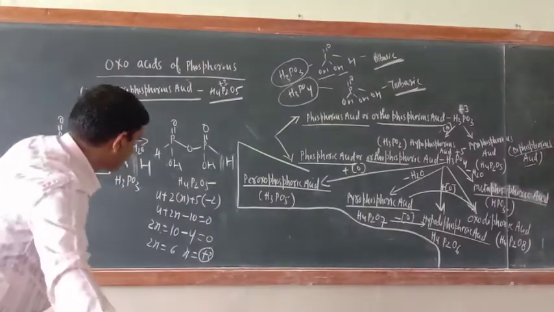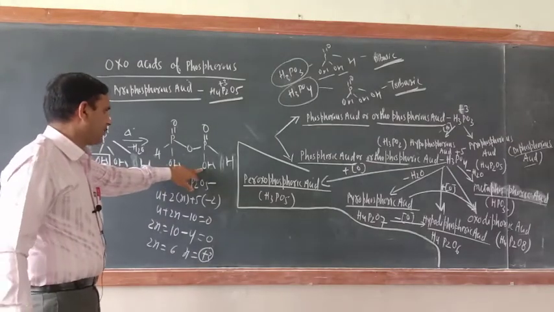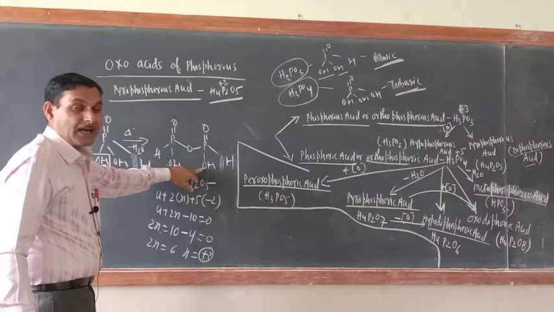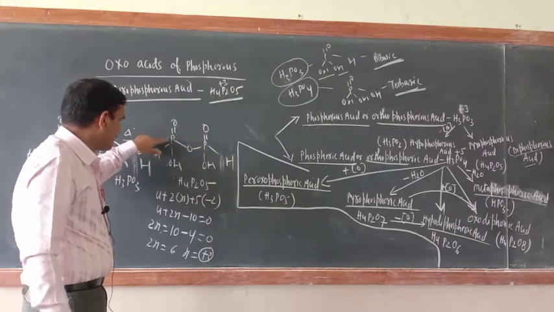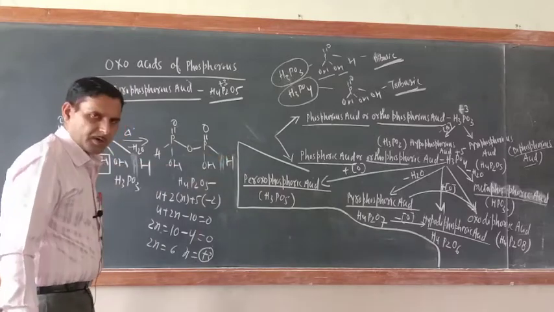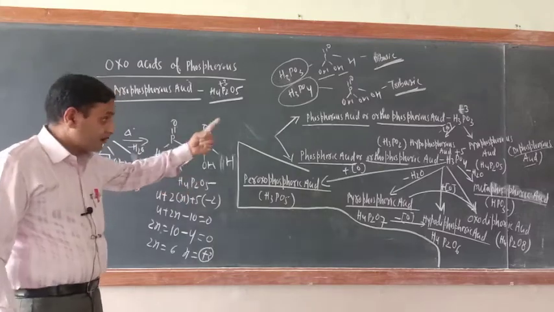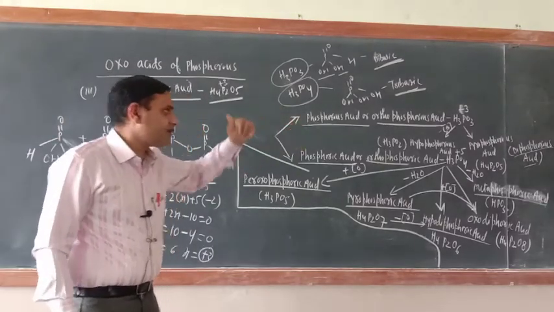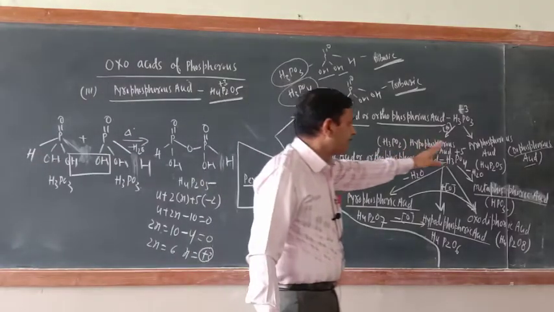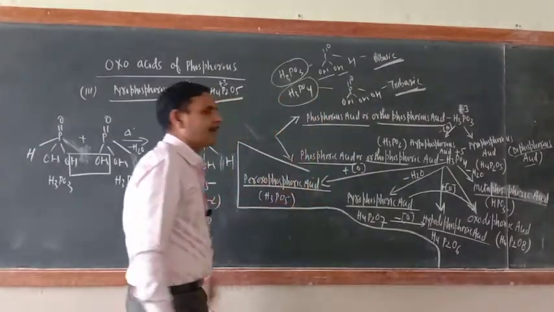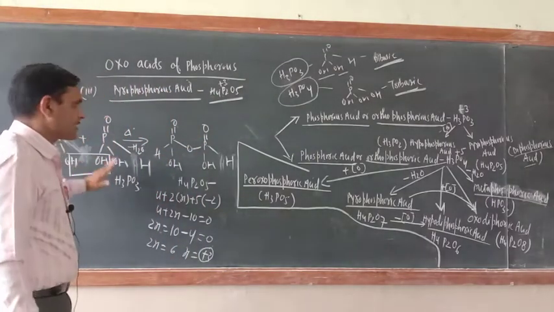Now what about their basic character? Just see, time and again I will not write. Two OH bonds are there, that is why it is dibasic. How many P-H bonds are there? One P-H bond, second P-H bond. So this has better reducing character than H3PO3, but equal reducing character to hypophosphorus acid, because in hypophosphorus acid also two P-H bonds are there. So this is also over.